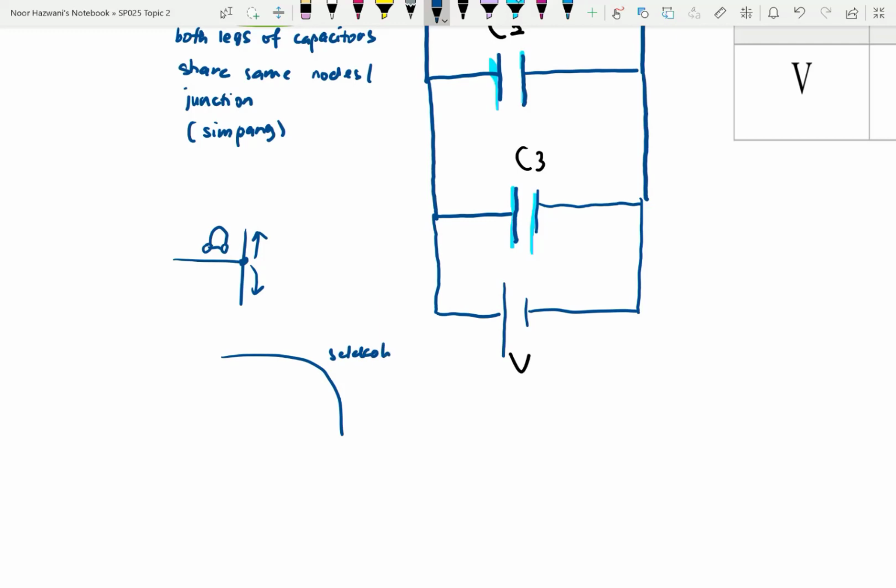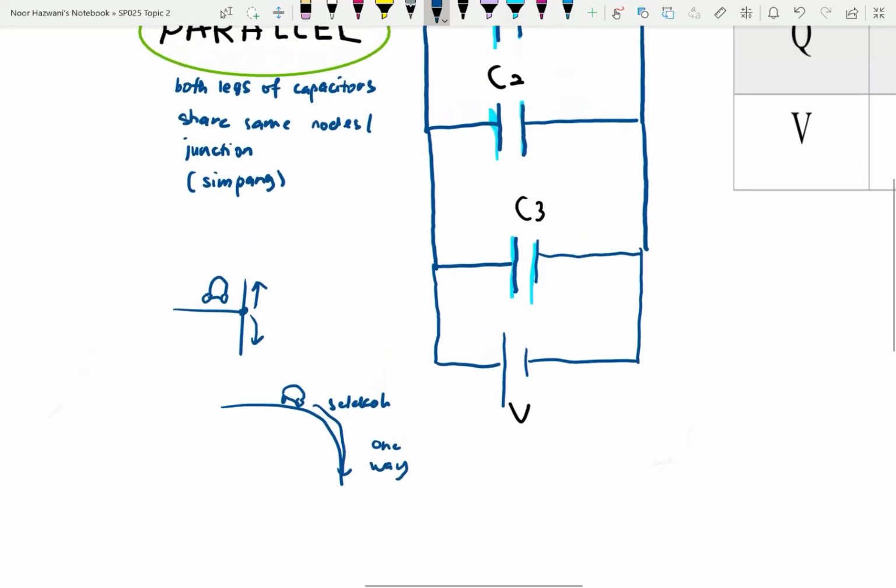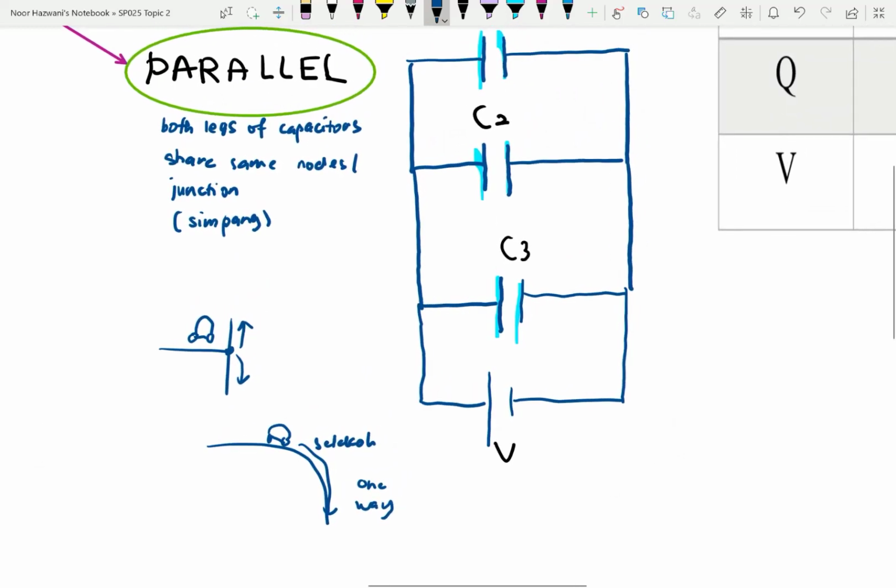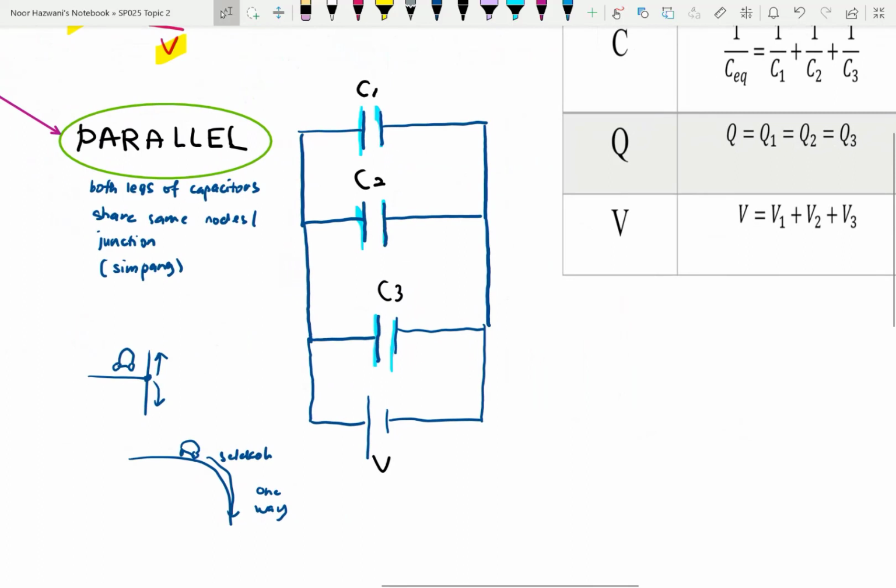So kalau selekoh, you punya car kena move je lah kan, just follow. So just ada one way sahaja. Betul? Okay, kalau kita nak bagi kenali dia sebagai parallel, kapasitor tu mesti share same junction. Contohnya, okay, kita tengok kat sini ya. Kita tengok C1, okay, kita kenali dulu mana junction. So ini adalah junction sebab bila current sampai dekat sini, dia boleh pilih untuk ke sini ataupun belok. Sama juga ini junctions, ini junctions, ini junctions.